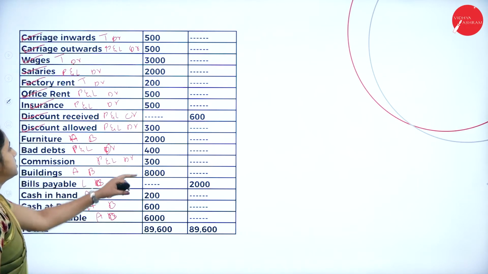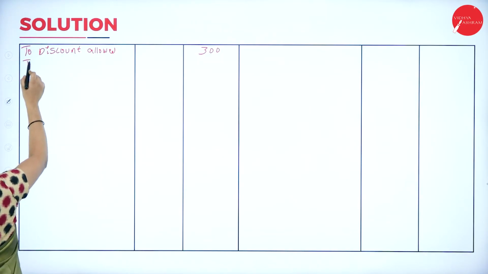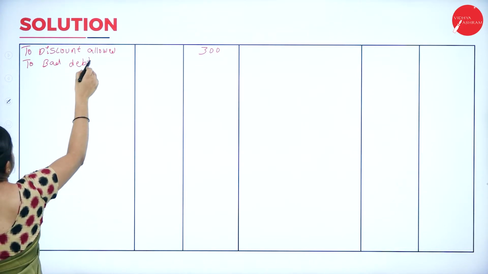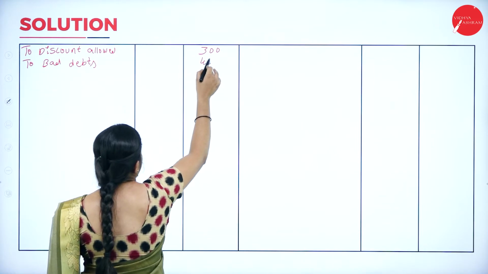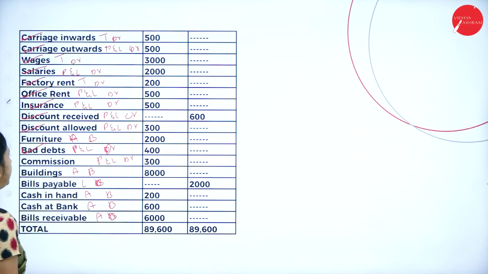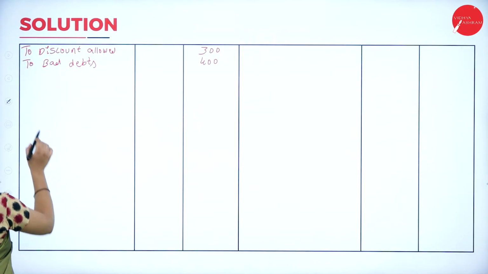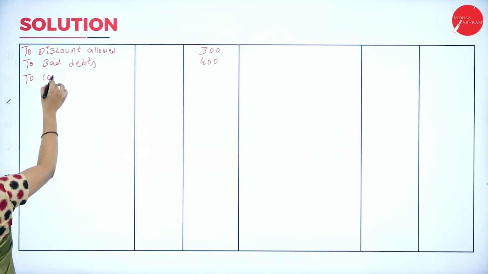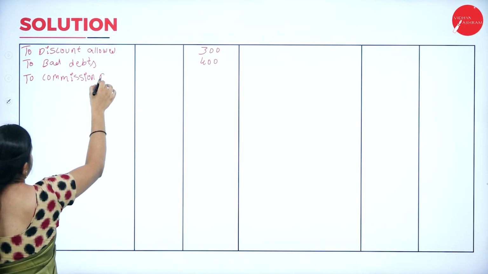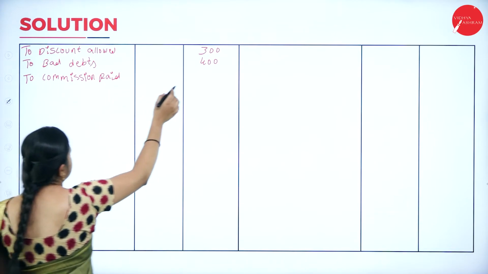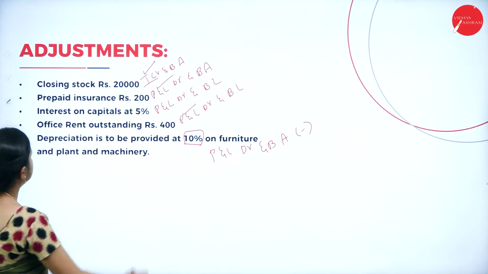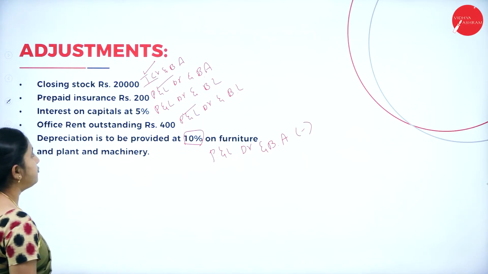Next, bad debts 400. Right? To bad debts 400. Next, commission paid 300. To commission paid 300. Next, here we have interest on capital at 5%.